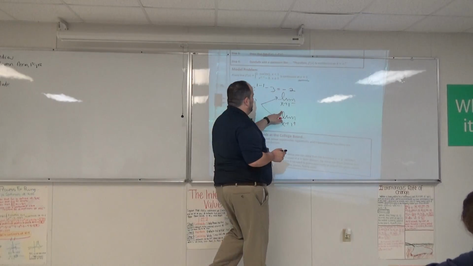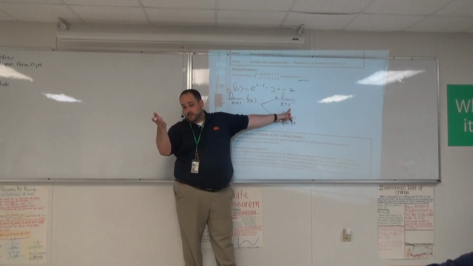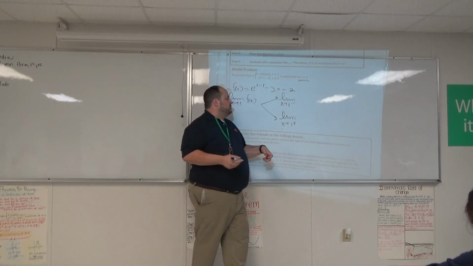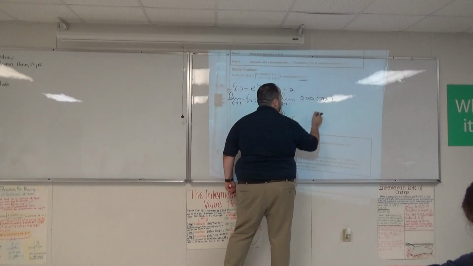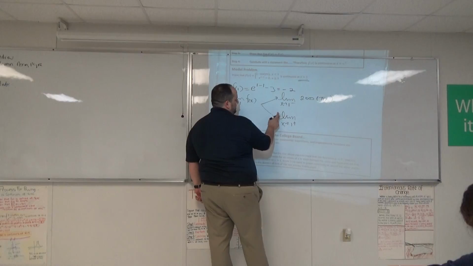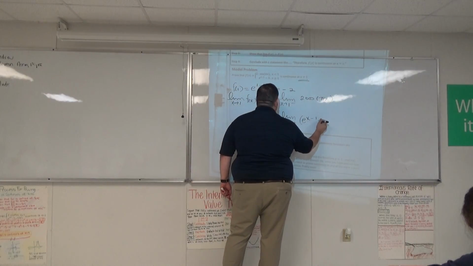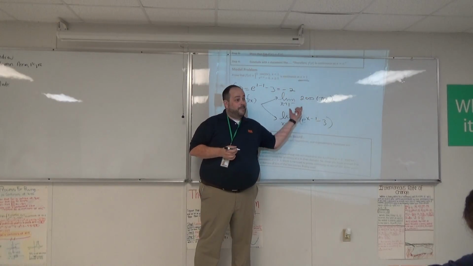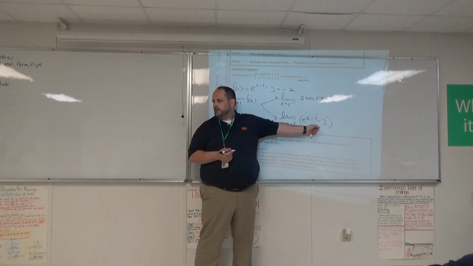Limit as x approaches 1 from the left. I'm at the left of 1, a number like 0.9, 0.999. Palomon, which one you're going to use? The 2 cosine pi x. So I need to know what's the limit as x approaches 1 of 2 cosine pi x. For limit as x approaches 1 from the right, we've got e to the x minus 1 minus 3. You've got to make sure you're matching these up. Limit from the left, left function. Limit from the right, right function.